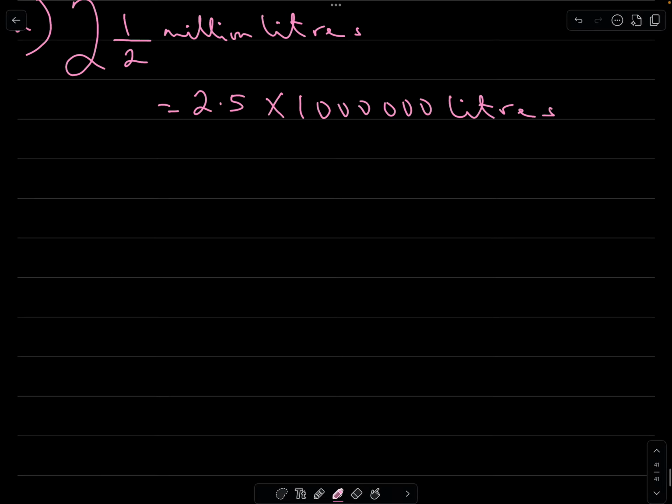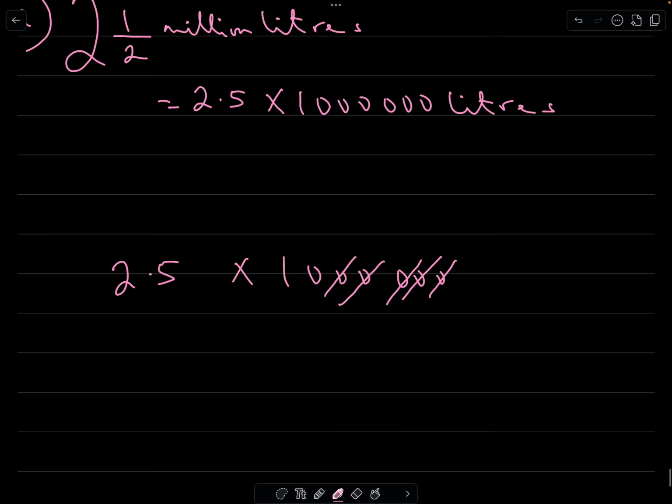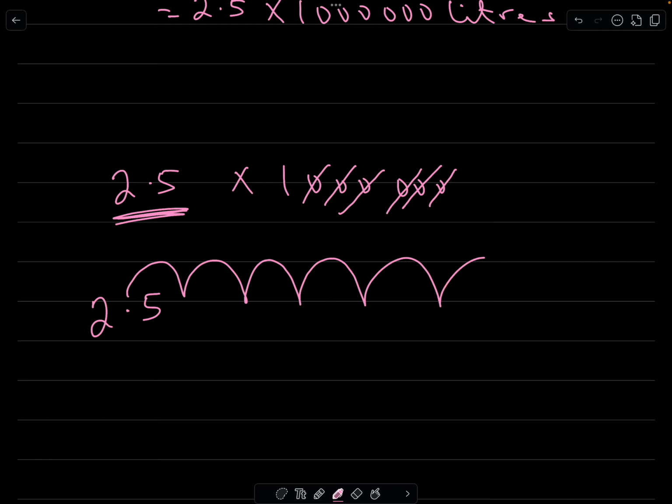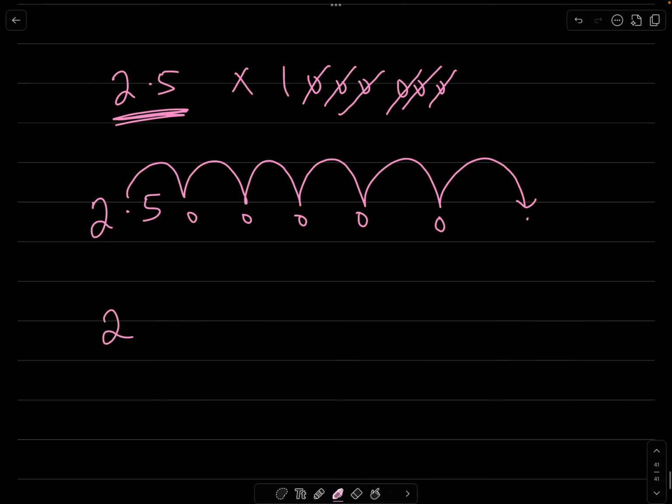What do you do? Let's do it here. 2.5 times 1 million. Cancel all the zeros: 1, 2, 3, 4, 5, 6 zeros. I'll move the decimal forward 6 times: 1, 2, 3, 4, 5, 6. And the point is here now, so you have to put zeros here. So what do you now have? You have 2, 5, and how many zeros? 1, 2, 3, 4, 5.